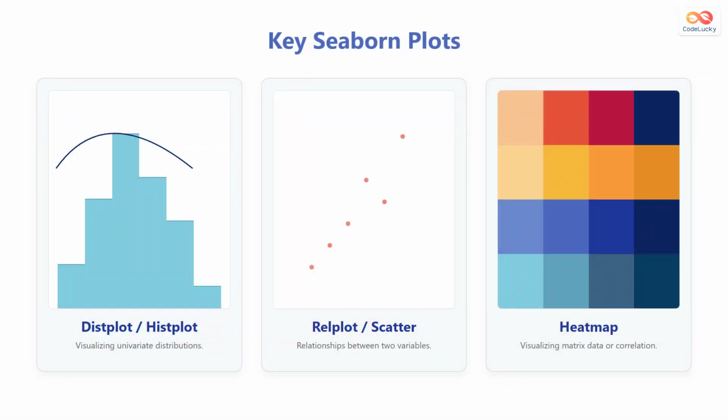Seaborn shines with complex plots. You can create distribution plots to understand data spread, scatter plots to see relationships, and heat maps to visualize correlation matrices. Doing this in Matplotlib would require dozens of lines of code.